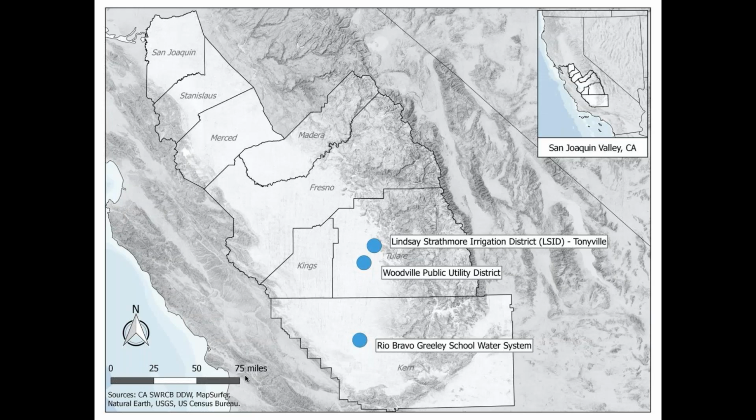So we'll zoom in on where we're looking at these small systems. This happens to be the Central Valley of California, Lindsay, Strathmore, Woodville, and Rio Bravo being the 3 selected utilities. This happens to be in the heart of places where there's a lot of those red dots I showed on the map before, and what Asher described in some of his maps as well.